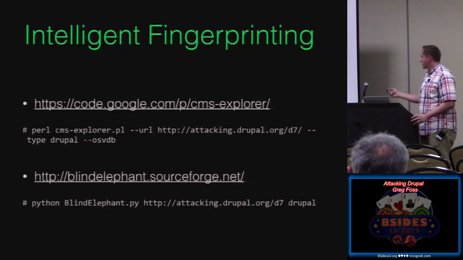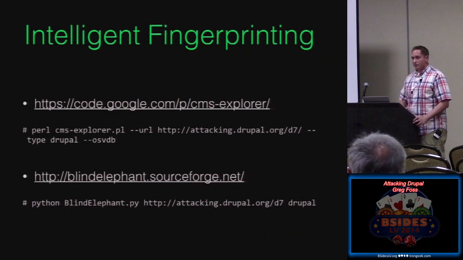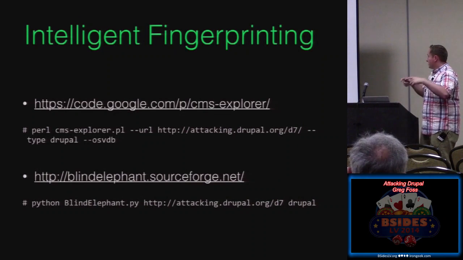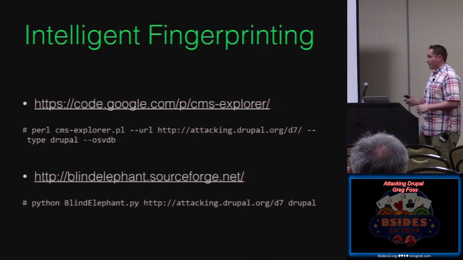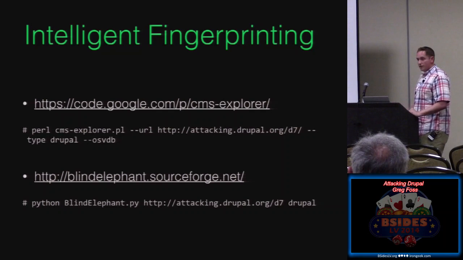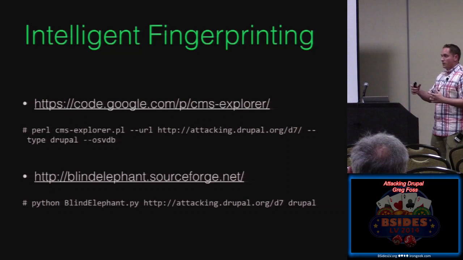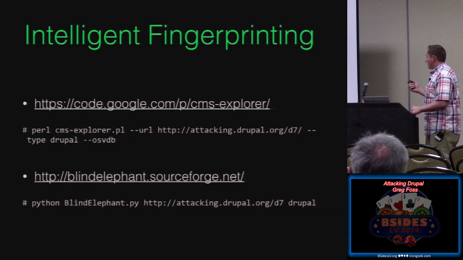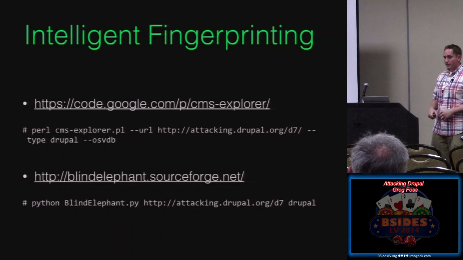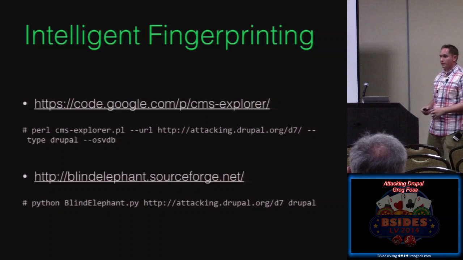If you are going to do any scanning, I highly suggest two very useful tools. The first one is CMS Explorer. It goes out, scans the site, and looks for what modules are installed. The cool thing is you can tie this into the OSVDB, and it checks those modules against the Open Source Vulnerability Database to see if there are any vulnerabilities for them. The issue is that it doesn't tell you the versions.